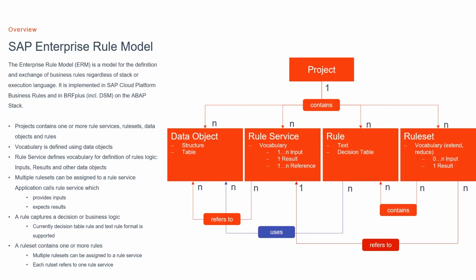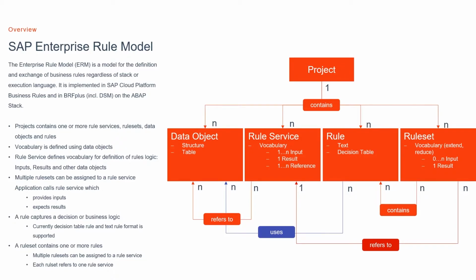Your data objects are used to have a common vocabulary within your project. So you are able to define structures, tables, and elements in there, which can then later be used as the inputs or outputs for different rules or rule services. Your rule service is the interface to the outside. So your rule service is what will be invoked by your other applications. You'll define the inputs in there, you'll define the outputs in there. So basically, you know afterwards what you need to submit in order to get your result.